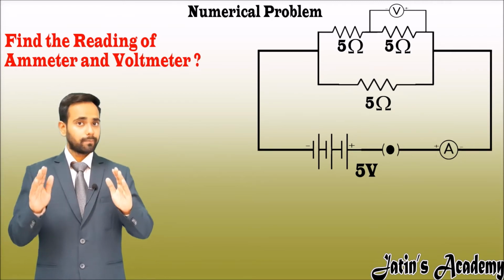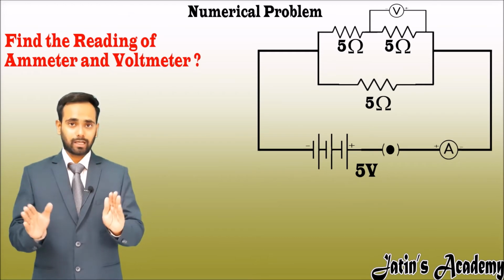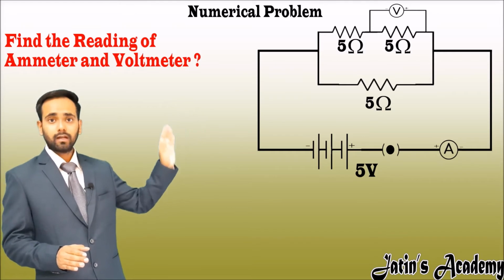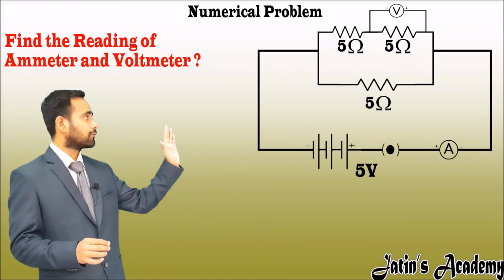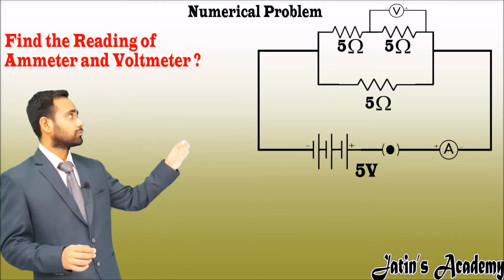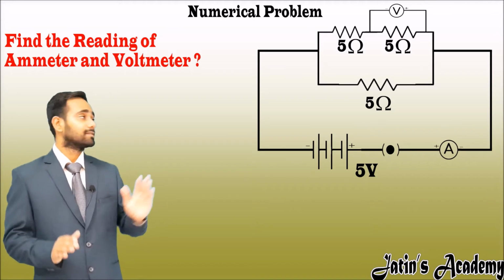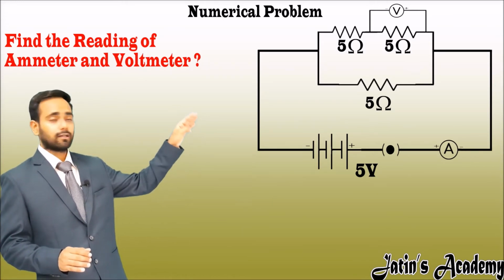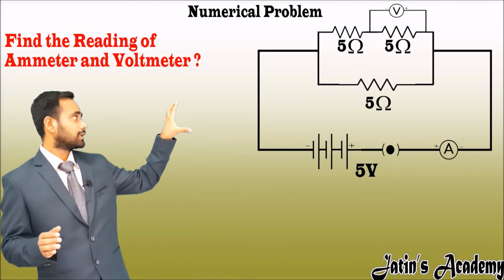value of the voltmeter and ammeter. Voltmeter and ammeter means we have to calculate the potential difference across the given voltmeter and the current through the circuit. In this question, we have a 5 volt battery attached to a circuit in which there are 3 resistances. 2 resistances are in series, that is 5 ohm each, and 1 resistance is parallel to the whole series combination, that is 5 ohm. So we have to calculate the reading of both the meters.